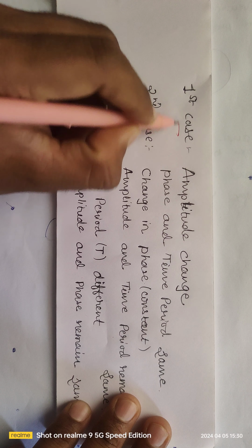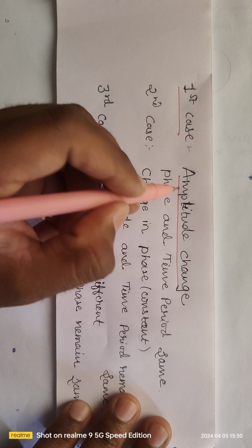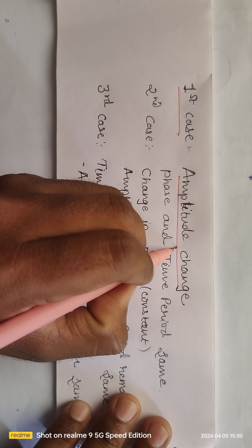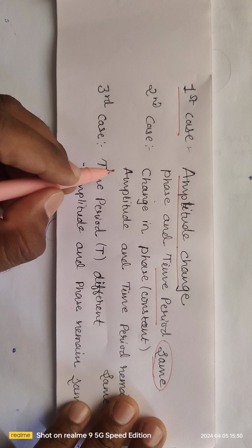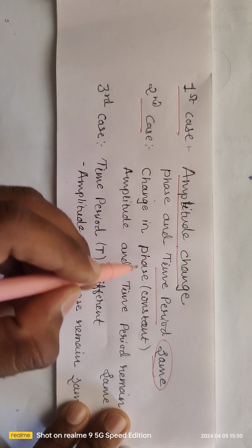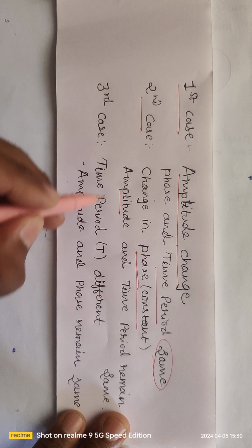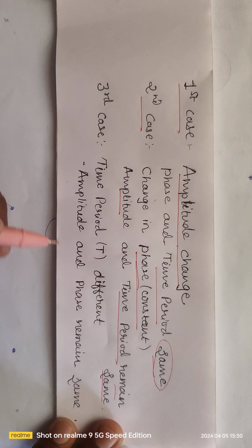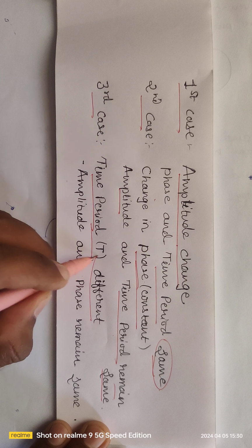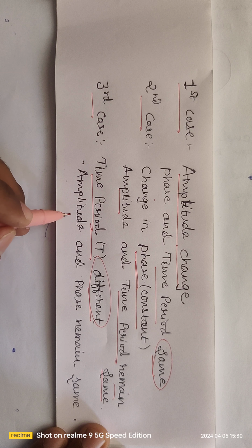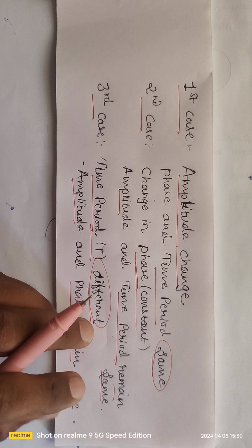In the first case, we will change the amplitude of the simple harmonic motion. Phase and time period will remain the same. In the second case, phase or phase constant will be changed, but the amplitude and time period will remain the same. And in the third case, time period T will be different, but the amplitude and phase or phase constant will remain the same.